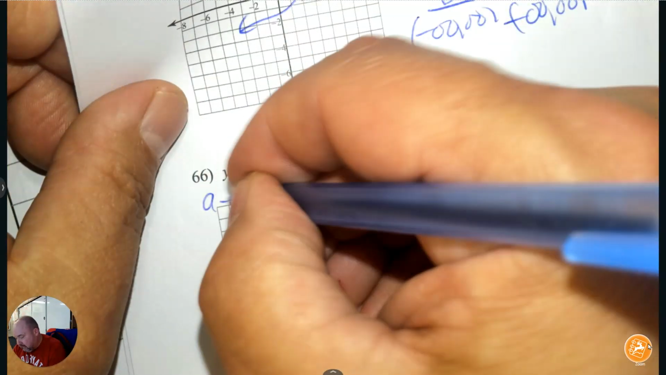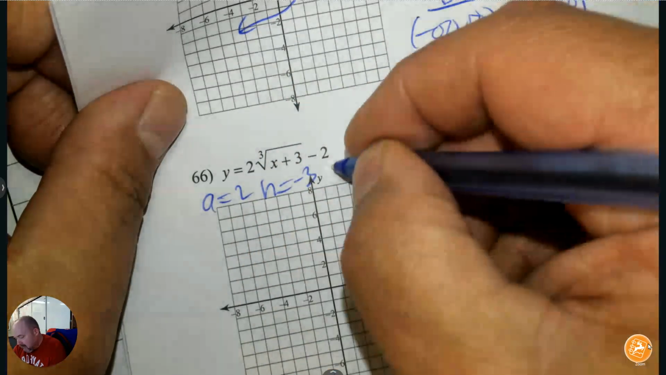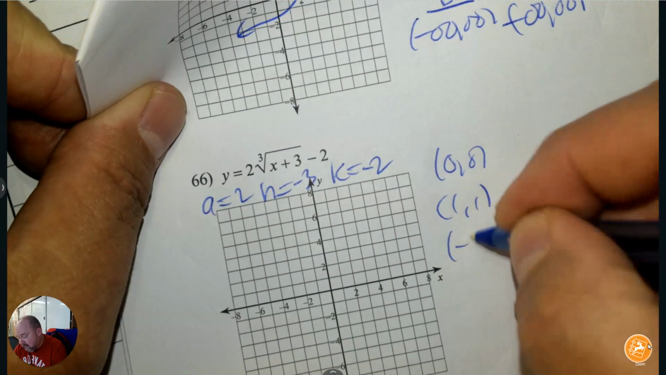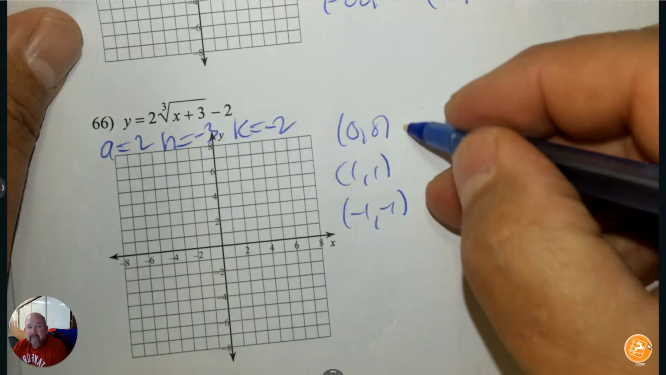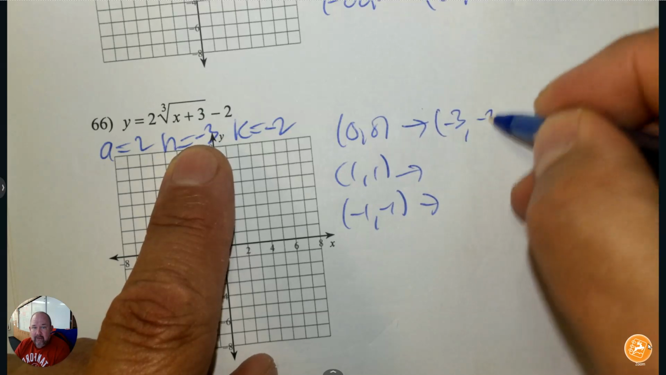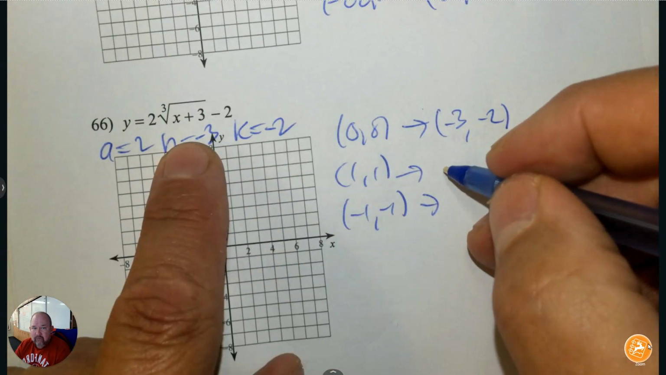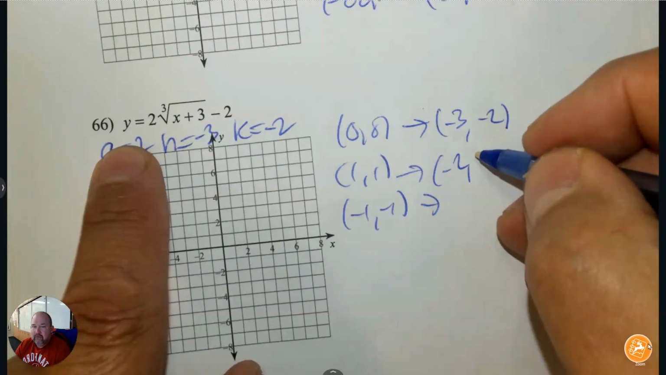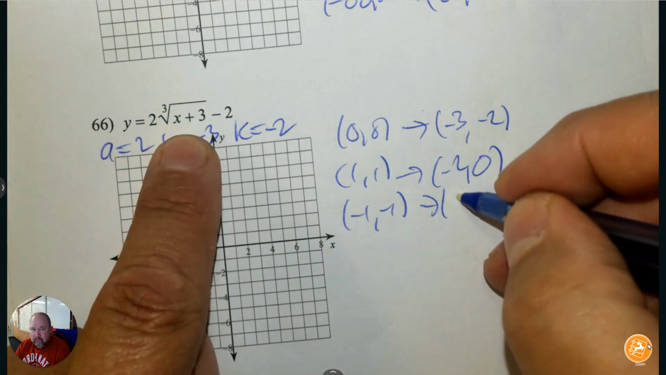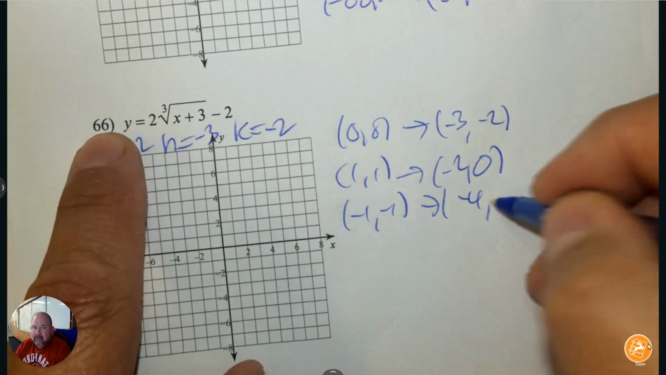66. A is 2, H is -3, K is -2. Write down the points that we're going to use. Press pause and try it first. The first one, 0, 0, is going to be HK, -3, -2. The next one, we're going to subtract 3, and we're going to multiply and subtract 2. Again, we're going to subtract 3. We're going to multiply and subtract 2.